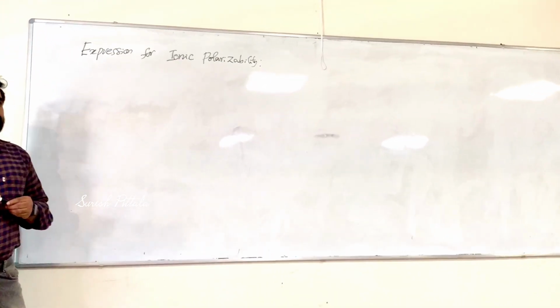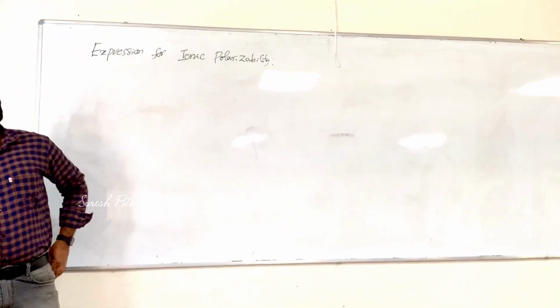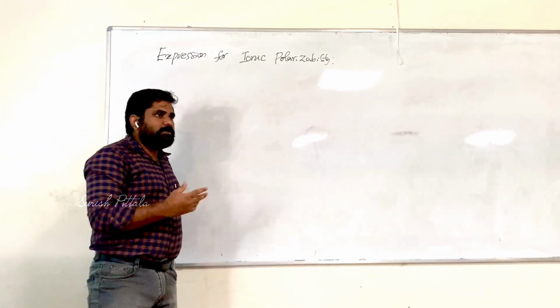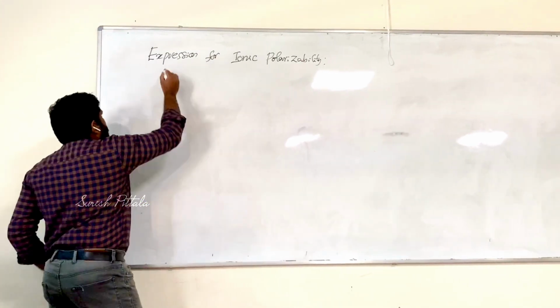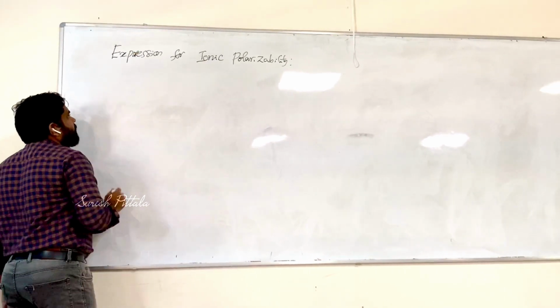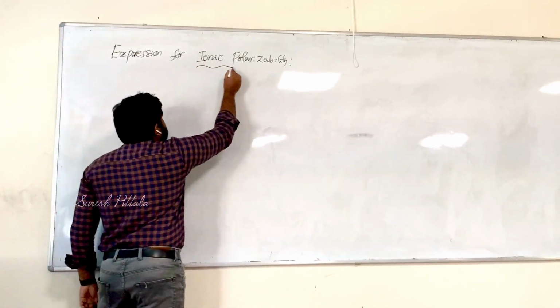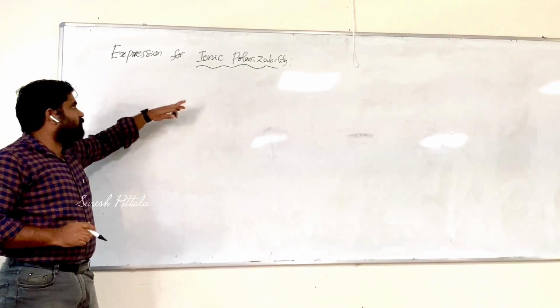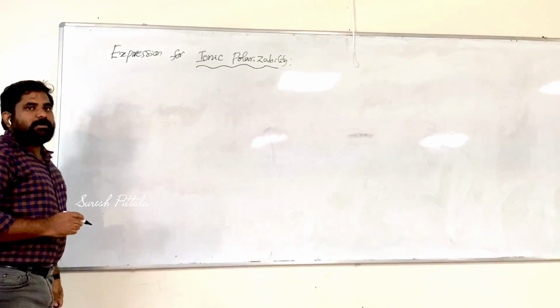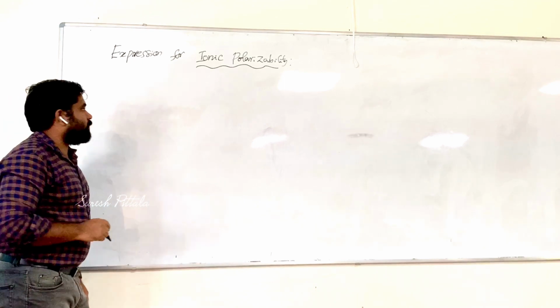In the previous class we discussed the expression for electronic polarizability. Today we will learn about the expression for the ionic polarizability. So let us look at what our aim is. Our aim is to know what ionic polarizability is. So let us start with the definition of ionic polarizability.